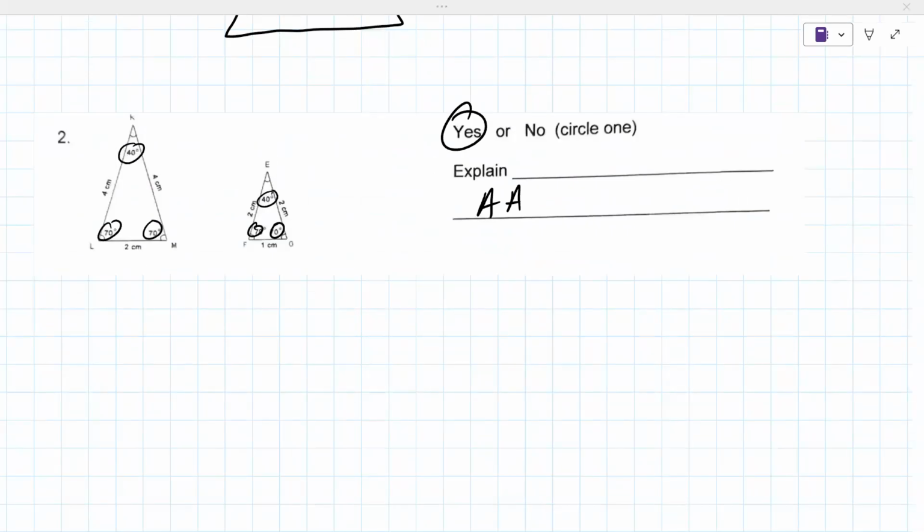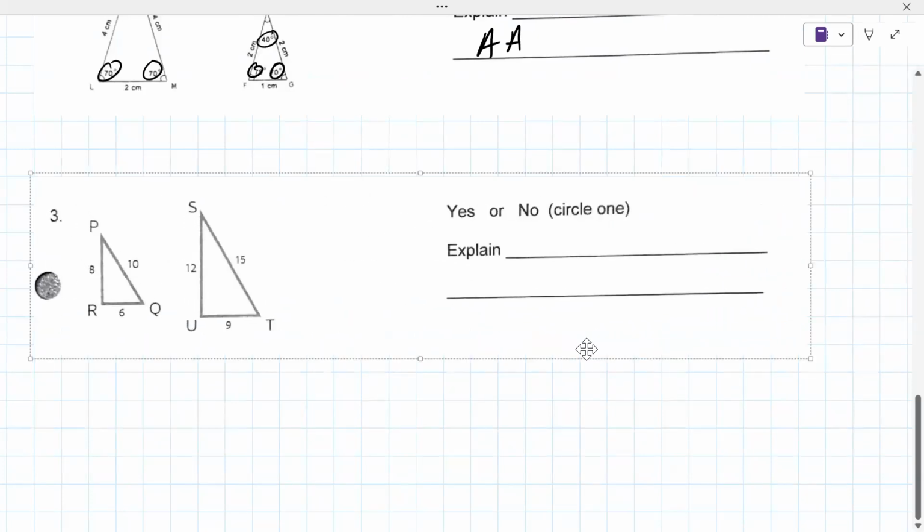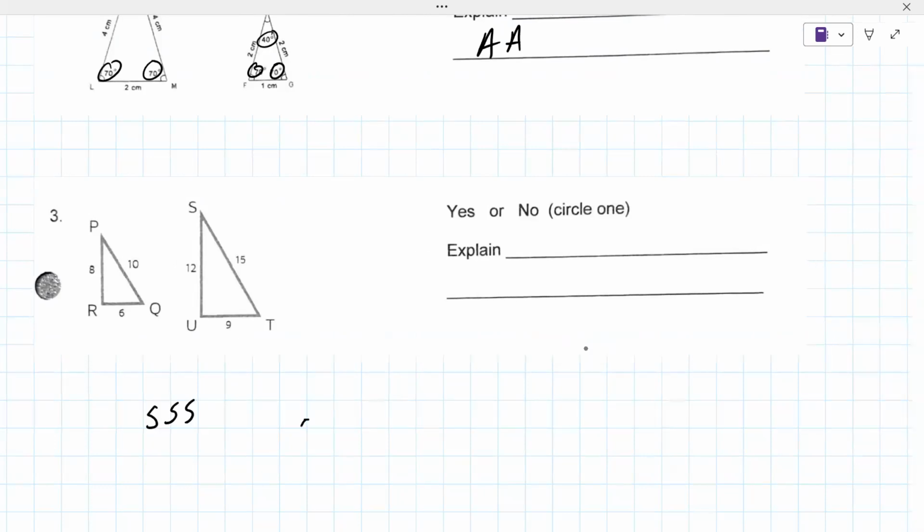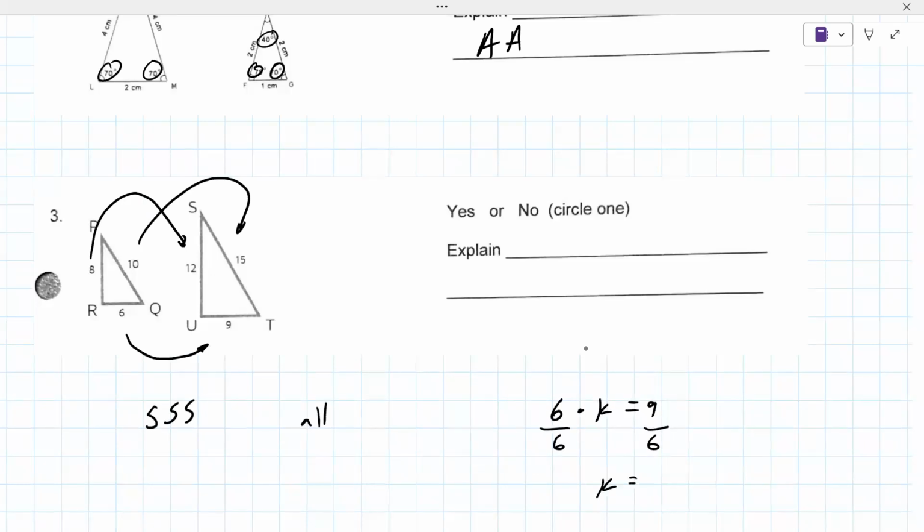All right. How about number 3? What is your observation for number 3? So take a look at the sides. Are they all proportional? Like, is it the same multiplier to go to? Okay, give me a little bit more on that. If you go 6 times k equals 9 and divide by 6, k is 3 divided by 2 or 1.5. If you multiply each of these by 1.5, do you get the new length? Yes, so this is proportional, or similar, because they're all proportional.